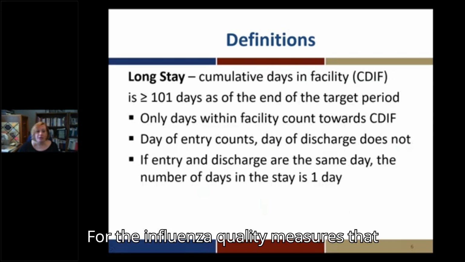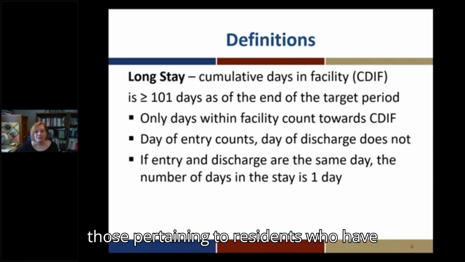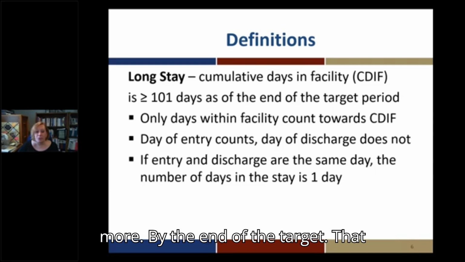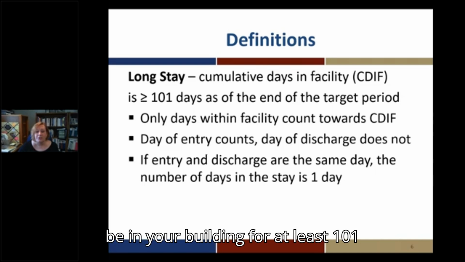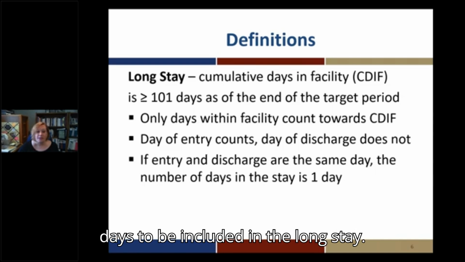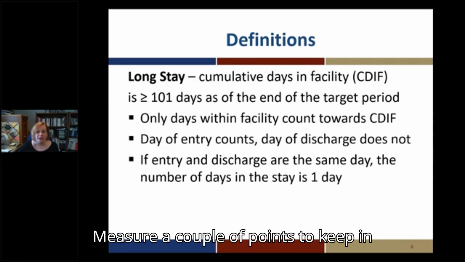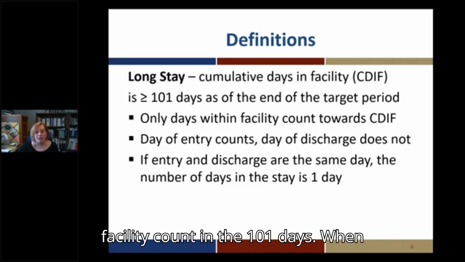For the influenza quality measures that are long stay quality measures, these are those pertaining to residents who have been in your facility for 101 days or more by the end of the target period that we discussed in slide 5. A resident must be in your building for at least 101 days to be included in the long stay measure. A couple of points to keep in mind is that only days within the facility count in the 101 days.